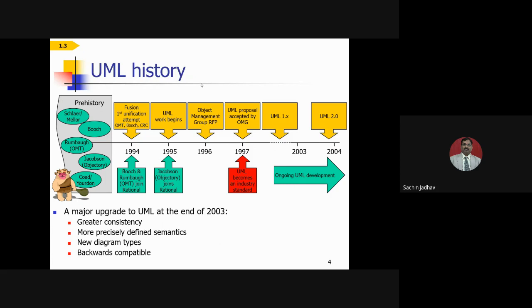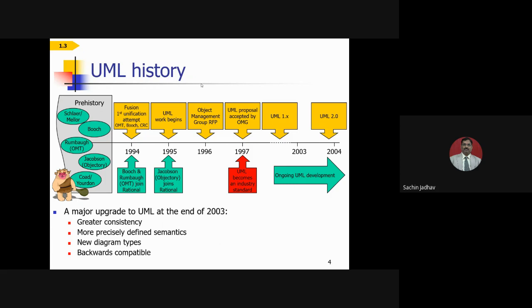In 1995, Ivar Jacobson joined Rational, and he had developed his own method known as OOSE, for object-oriented software engineering. He used his own process, Grady Booch used his own process, and James Rumbaugh used his own process. That means the methodology as well as the notations used to model and understand object-oriented software development were different for different researchers and developers.